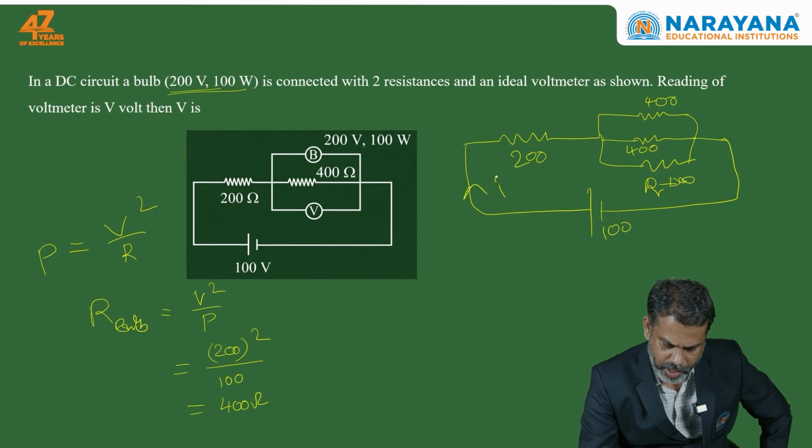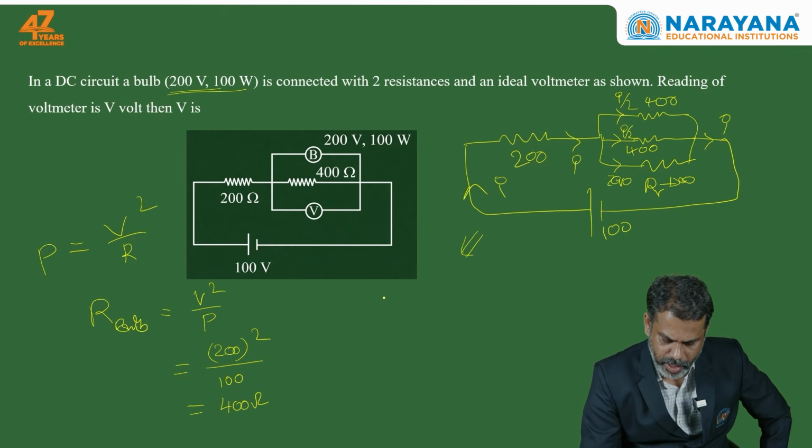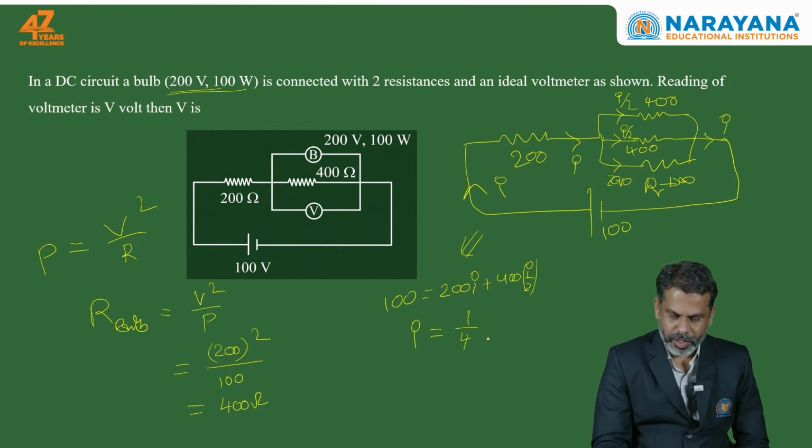Now let's say current I is passing through the battery, which splits here into I by 2, I by 2 and 0. Why 0 here? Because it's infinite resistance. Here I by 2 because of the same resistance. It comes out as I again. So from the simple KVL loop law, I can write 100 is equal to 200I plus 400 times I by 2, right? Therefore, I is 1 by 4 amperes.